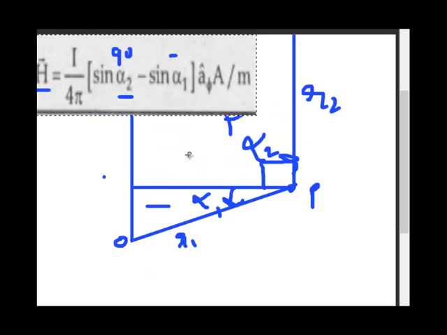So there are three possible cases. One is infinite current filament carrying a uniform current over a straight line. For that case, we have to use this formula.